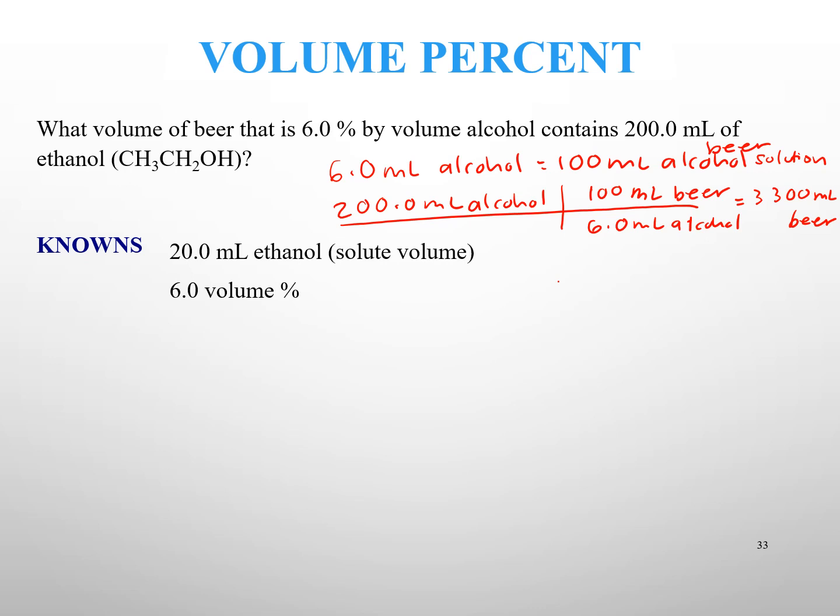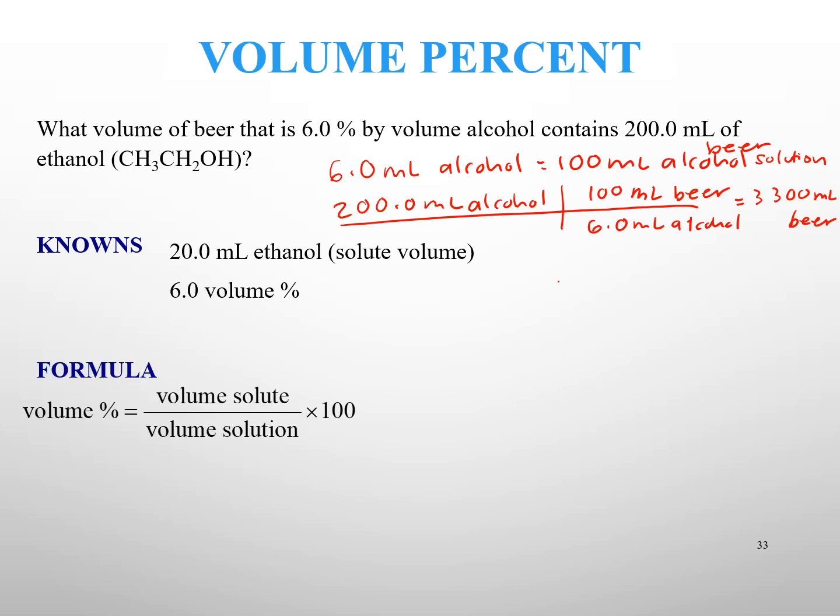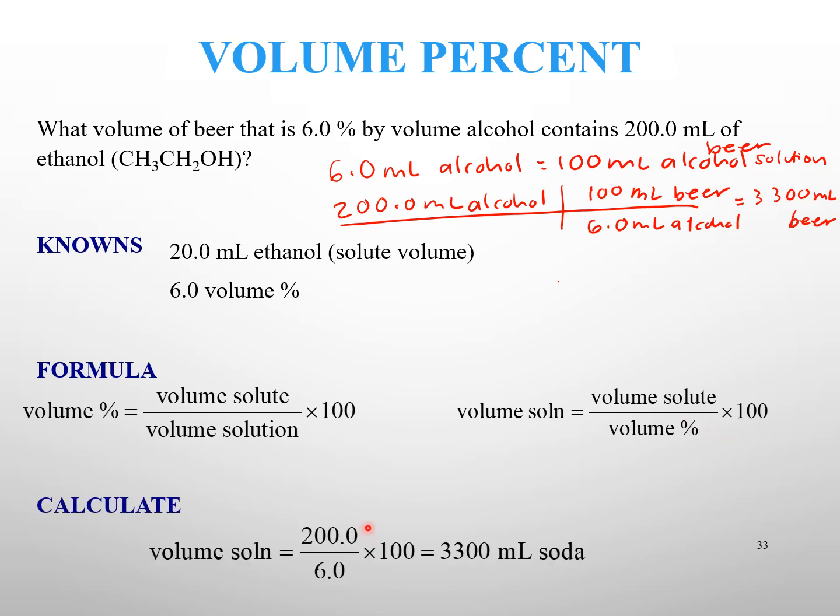Now, we can also do it by just rearranging the formula. You know the formula is volume of solute over volume of solution. And if you want the volume of beer, which is the solution, you rearrange it. So volume of solution is volume solute divided by volume percent times 100. So you just put your numbers in. 200 mils of your solute, which is the alcohol, and then 6% volume times 100. You get 3,300 mils, not soda, it's actually beer. Okay, so you get the same answer either way. And really the formula is about the same, so whichever you prefer.